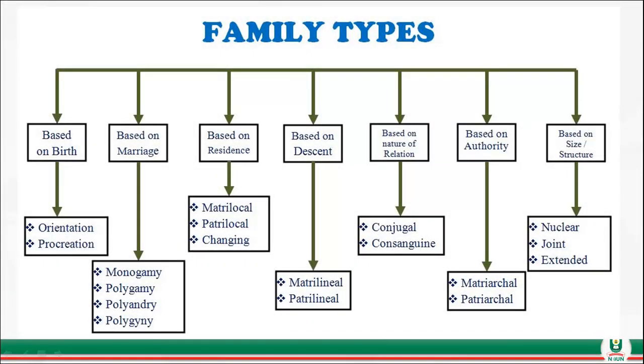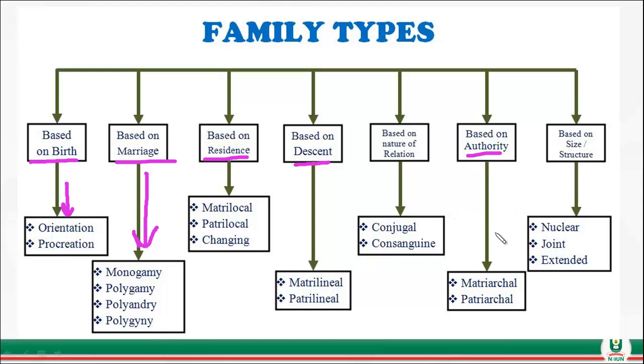These are the different types of families. You can see them. They are categorized based on birth. You can see the different types of families there. Orientation, procreation, based on marriage. You can see we have monogamy, polygamy, polyandry, and polygyny. Then based on residence, we have matrilocal, patrilocal, changing. Based on descent, we have matrilineal, patrilineal. Based on nature of relation, we have conjugal, we have consanguine types of family.